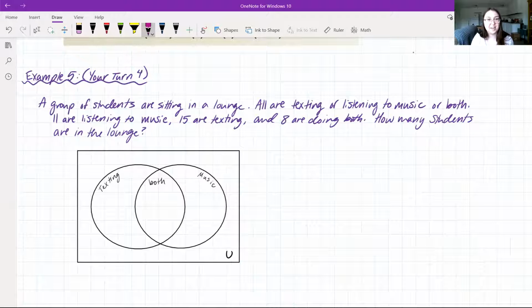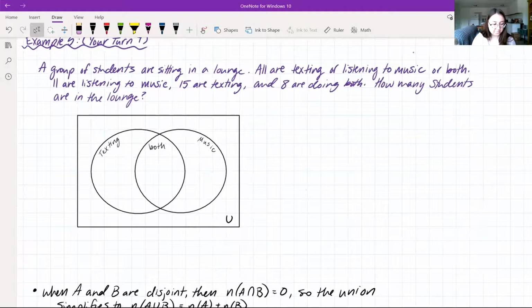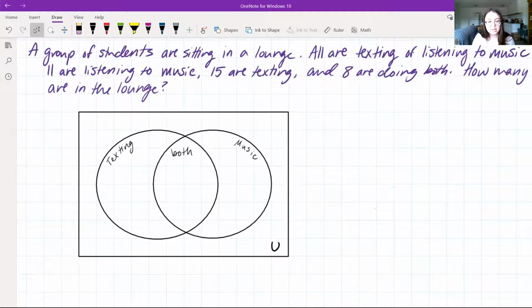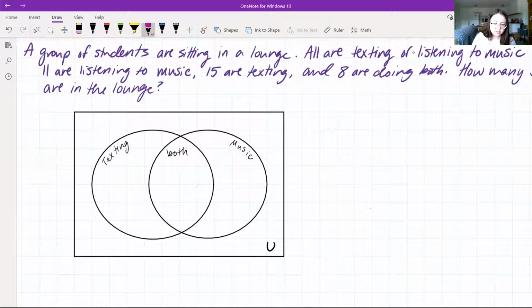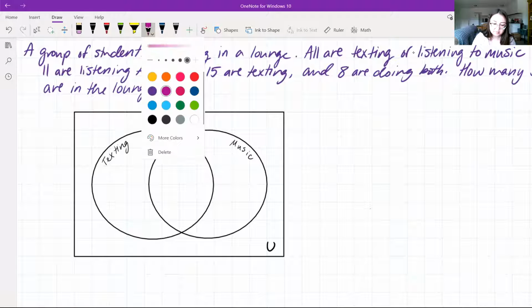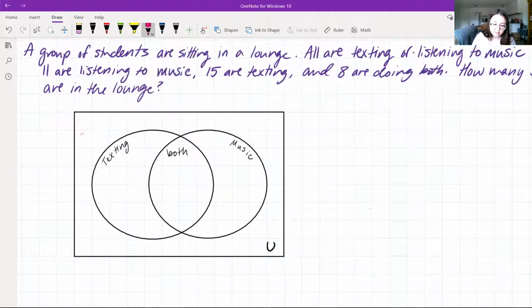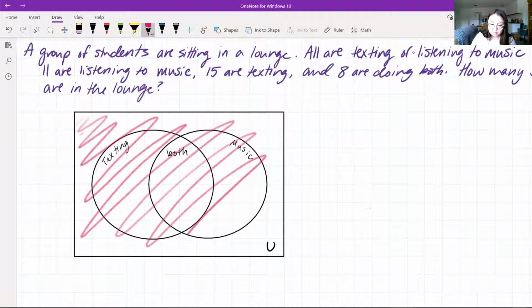So we know that the universal set is going to be all of the values, or all of the students sitting in the lounge. So if we just want to take all the students that are in the lounge at all, we're essentially taking the entire box.